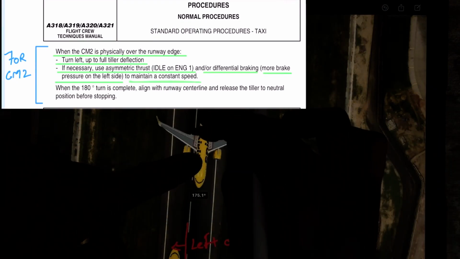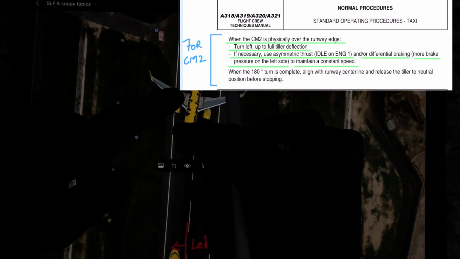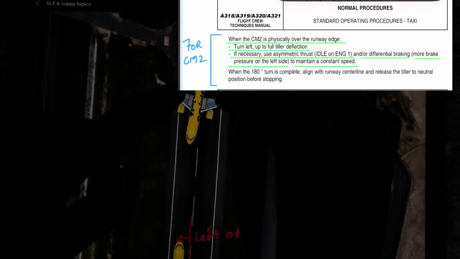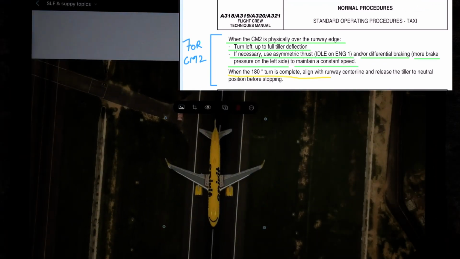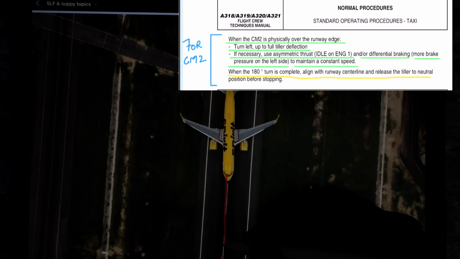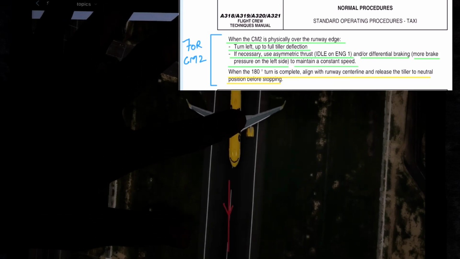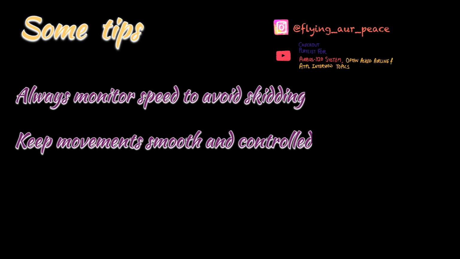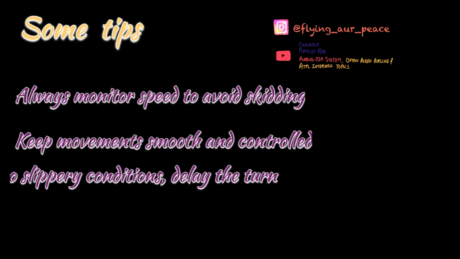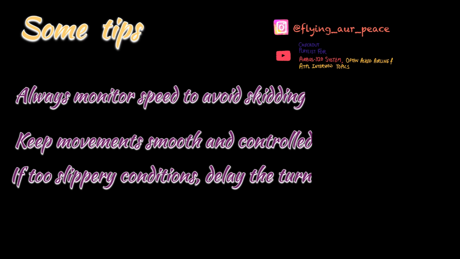Completing the turn, when the aircraft is aligned with the runway center line, release the tiller to neutral. Stop if necessary before proceeding, and do not release tiller to neutral when aircraft is stationary. Release the tiller when the aircraft is moving. Now final tips, always monitor speed to avoid skidding and keep movements smooth and controlled. If conditions are too slippery, consider delaying the turn for safety.